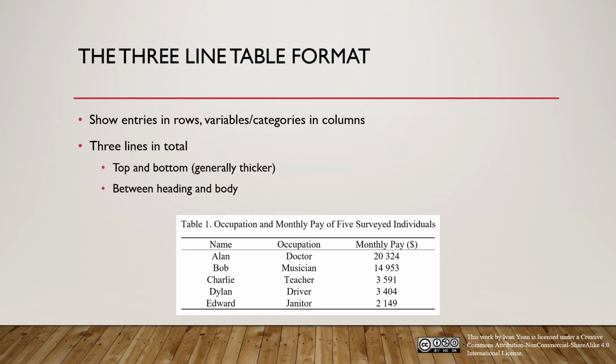And this is a table. So we have a caption right on the top, Table 1, occupation and monthly pay of 5 surveyed individuals. And then you see this table only has three horizontal lines, and we can see that the first three things that fall between the two lines are our categories: name, occupation, and monthly pay. And then we put the 5 entries in rows. And also we can see that tables are good for both categorical variables such as occupation and numerical variables such as monthly pay.